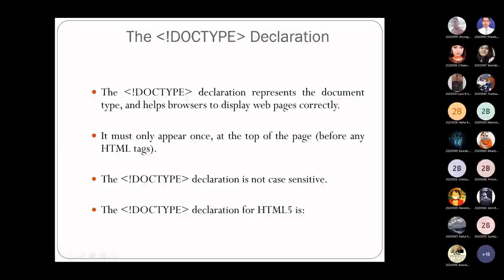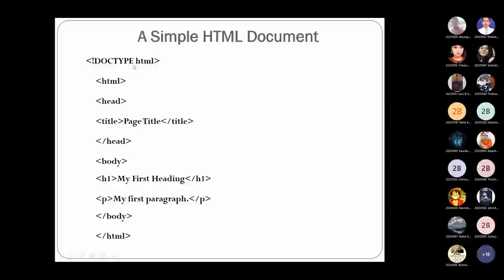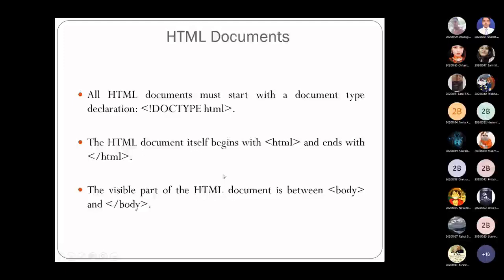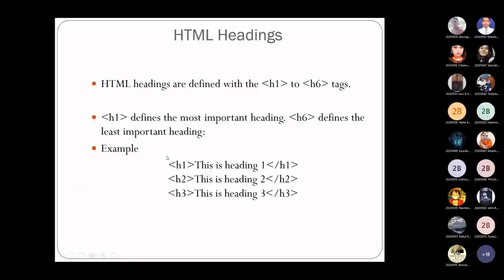Sometimes we write the document as HTML5. There are so many versions. But because we are not designing very advanced web pages, we may write it or we may not. Sometimes we write HTML followed by 5. There are so many versions. Also, you can see that the doctype declaration is not case sensitive. I think I explained this one.